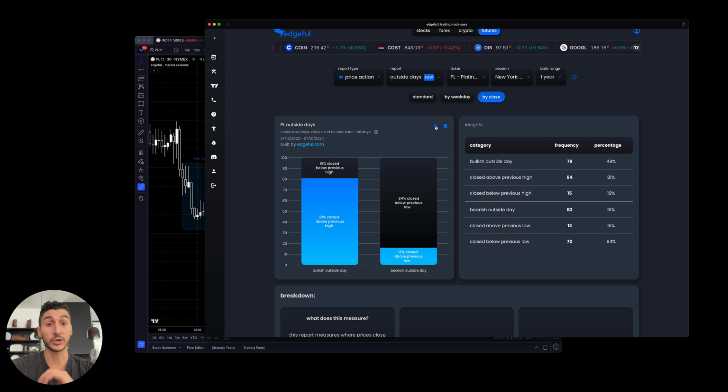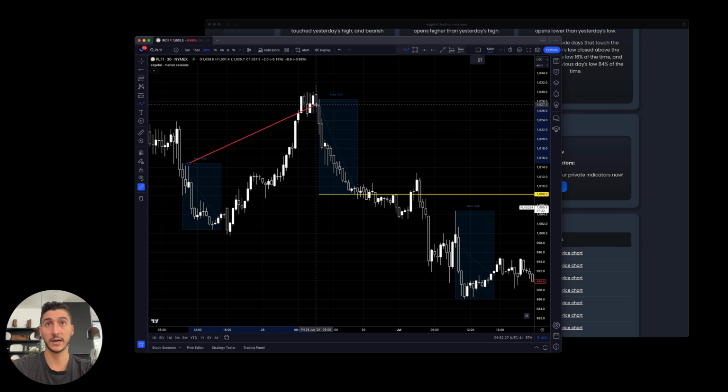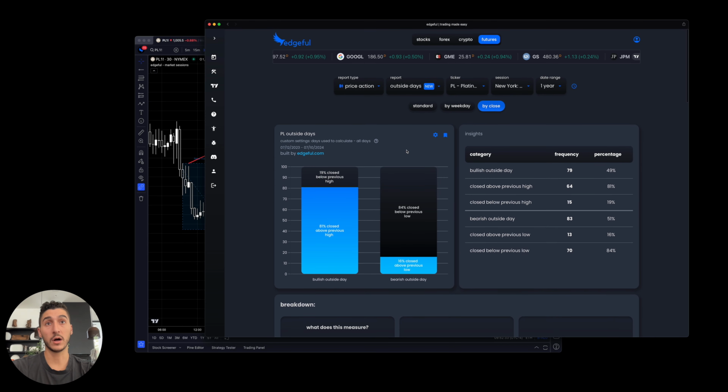So now the difference, just so I can repeat one more time, the difference between the two customizations is this one considers all outside days, every single outside day. So if price opens outside of yesterday's range, like it did here, because it's above yesterday's high, and then here, this one is opening below yesterday's low. When you have this all days variant selected, you're considering every single outside day and where they close.